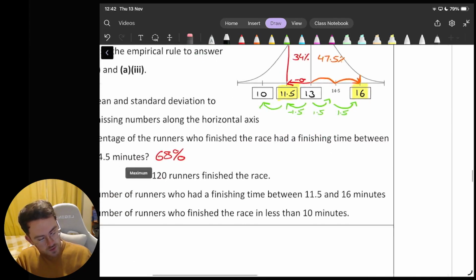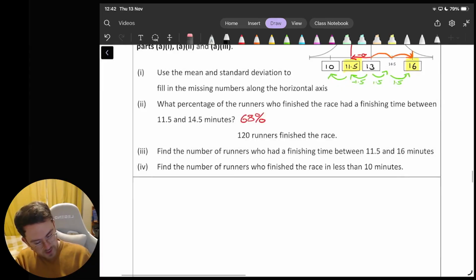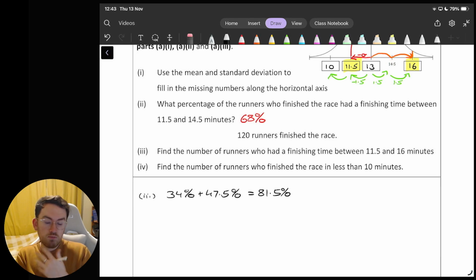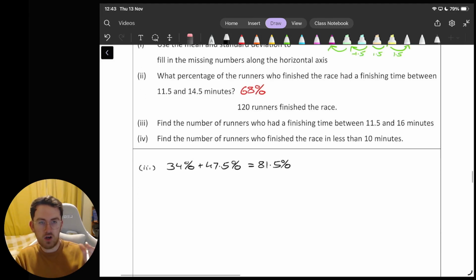So taking those together now, this is part 3, we have our 34% on the left hand side, 47.5% on the right hand side. So let's add those together. That's going to be 81.5%. So quite a large proportion of the data, more than 68 but less than 95, which is what we would expect here because we've only gone more on one side of the graph.